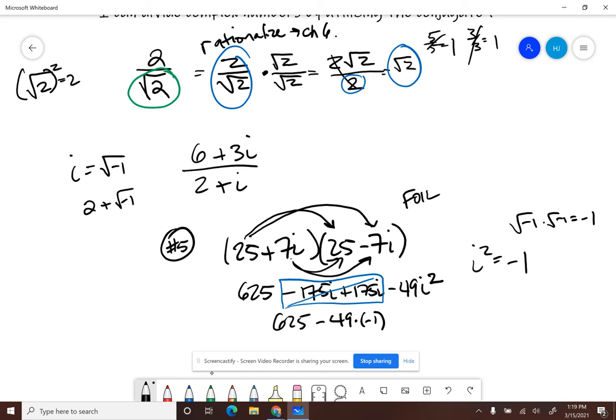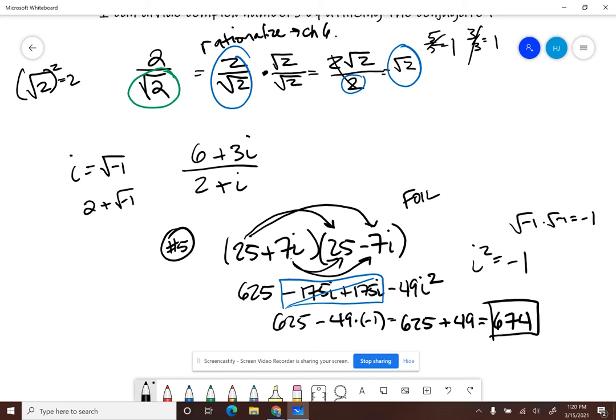Well, what happens when I multiply times a negative 1? All it does is it changes my signs. And so I end up with 625 plus 49, and it gives me the answer of 674. Hang on just a minute, Mr. Hamilton. You started out with a bunch of i's all up in here, and all of a sudden you get an answer that doesn't have an i in it at all, okay?